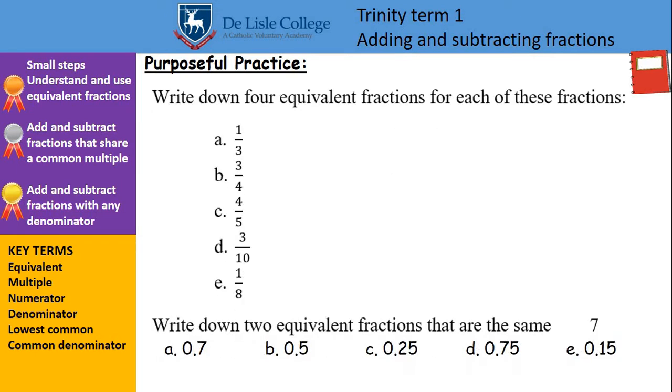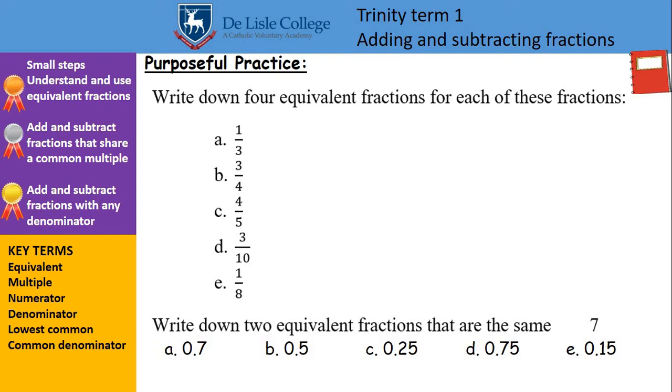Okay, 4 equivalent fractions then for each of these below, A, B, C, D, and E. And then when you've done those, write down 2 equivalent fractions for those decimals. See if you're comfortable in the conversions there. Now, when it says 4 equivalent fractions, in theory there are infinite answers. So just put down a nice variety for each of those. Give yourselves 5 minutes to do that, and then we'll come back and I'll put up a variety of answers for you.